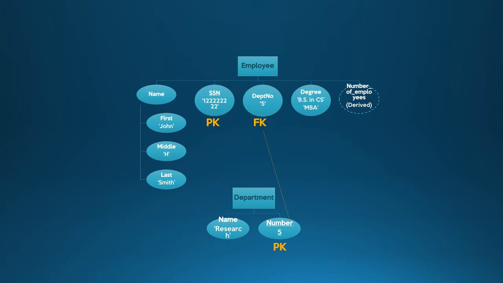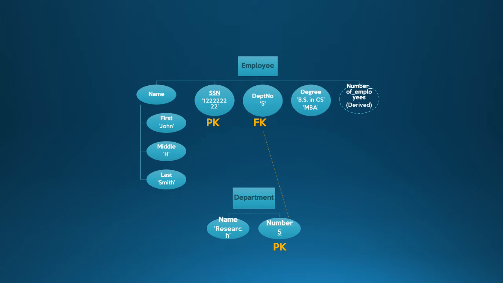And here's a visualization of what I was explaining. You have the employee entity with its own attributes. We made the SSN the primary key because, like we said, SSNs are unique. And the department number they work for is Department 5, and we're going to make that a foreign key. That way, when we refer to the department in the diagram below, we can refer to the number 5 for that department.